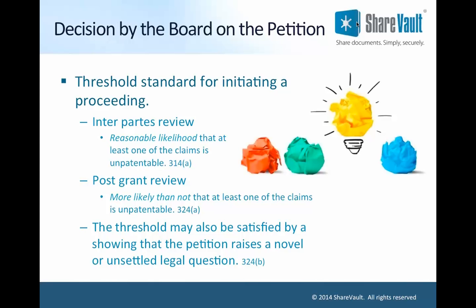So the next thing is the decision by the board on the petition. As I think I've said a couple of times, the standard for initiating is the reasonable likelihood, or more likely than not, depending on whether it's an IPR or a PGR. Basically, it's a greater than 50% chance that at least one of the claims is unpatentable. And this threshold for initiation can also be satisfied by showing that the petition raises a novel or unsettled legal question.